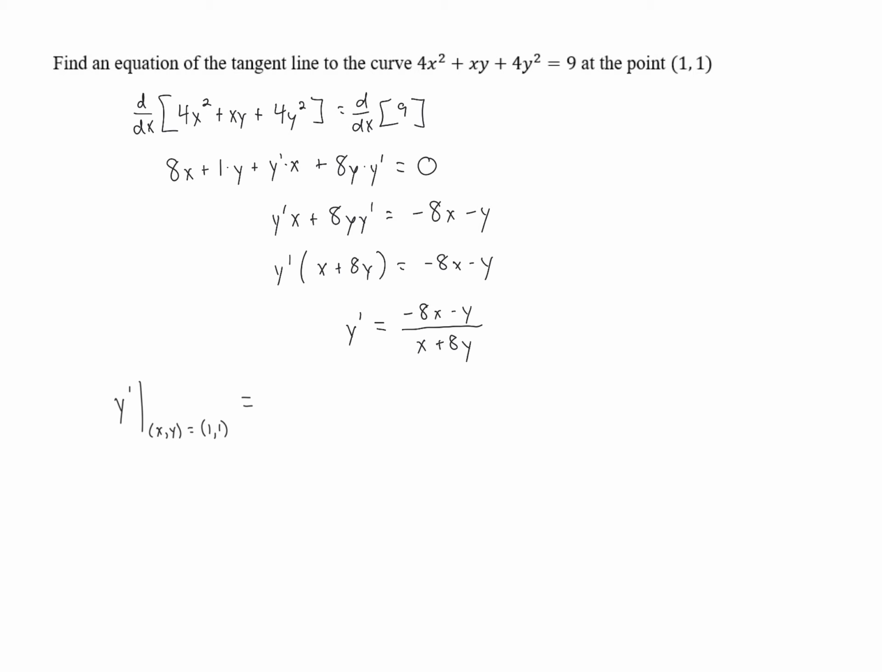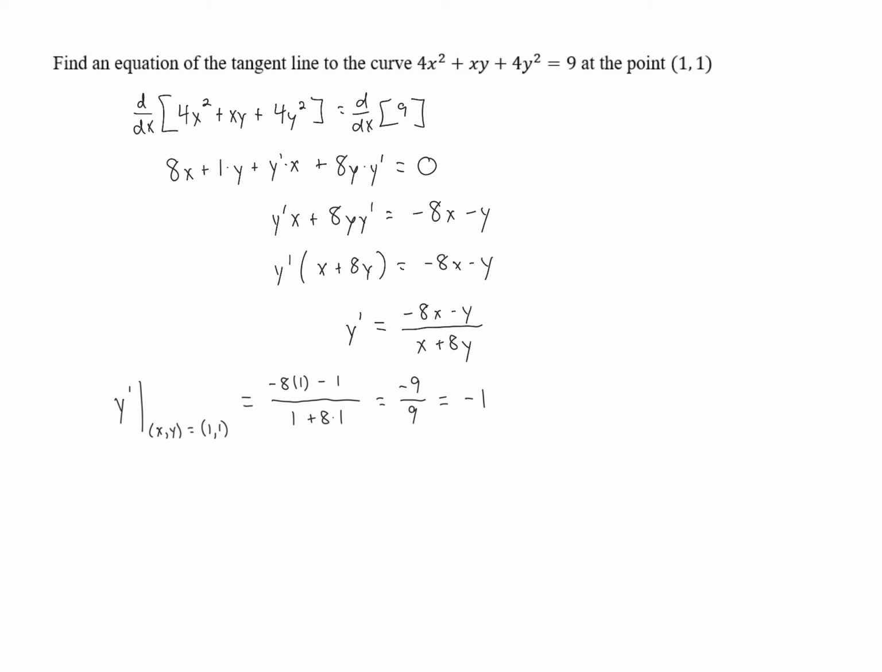So we're going to plug in 1 for x and y there. So that's going to be negative 8 times 1 minus 1 over 1 plus 8 times 1. So that's going to be, in the numerator, what is that, negative 9? And in the denominator, positive 9. We'll look at that. This simplifies to negative 1.